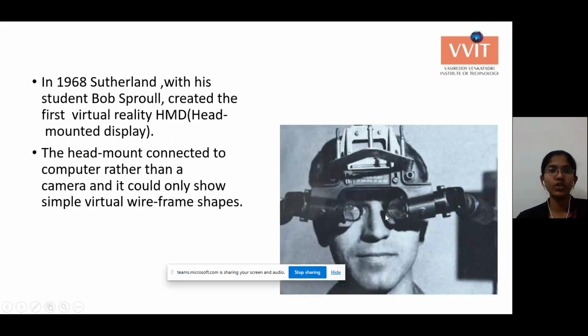Next, in 1968, Sutherland with his student Bob created the first virtual reality HMD, where HMD stands for head-mounted display. The head-mounted display was connected to a computer rather than a camera, and it could only show simple virtual wireframe shapes.